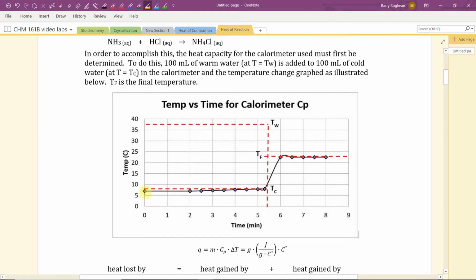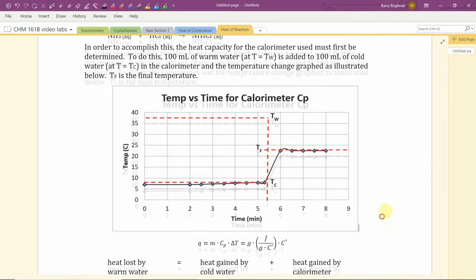So we'll start with cold water in the calorimeter and measure its temperature over a period of a few minutes. Now, it may rise slightly because the calorimeter is not a perfect insulator, but it shouldn't rise much. At some point here, in this example, about 5 minutes, we added 100 mils of warm water, and the temperature then rose quickly while mixing to a final temperature. Using this information, we can calculate the heat capacity of the calorimeter.